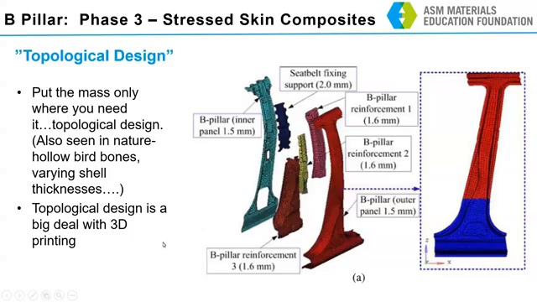We saw it in the hollow bird bones, that nature was only putting the material where it would do the most good. And you see it if you think about a clamshell. The clamshell is really thick where the hinge is, and the shell thickness diminishes as you go out toward the outer rim of the shell. So topological design, putting the material only where we benefit from it, is a big deal for 3D printing.